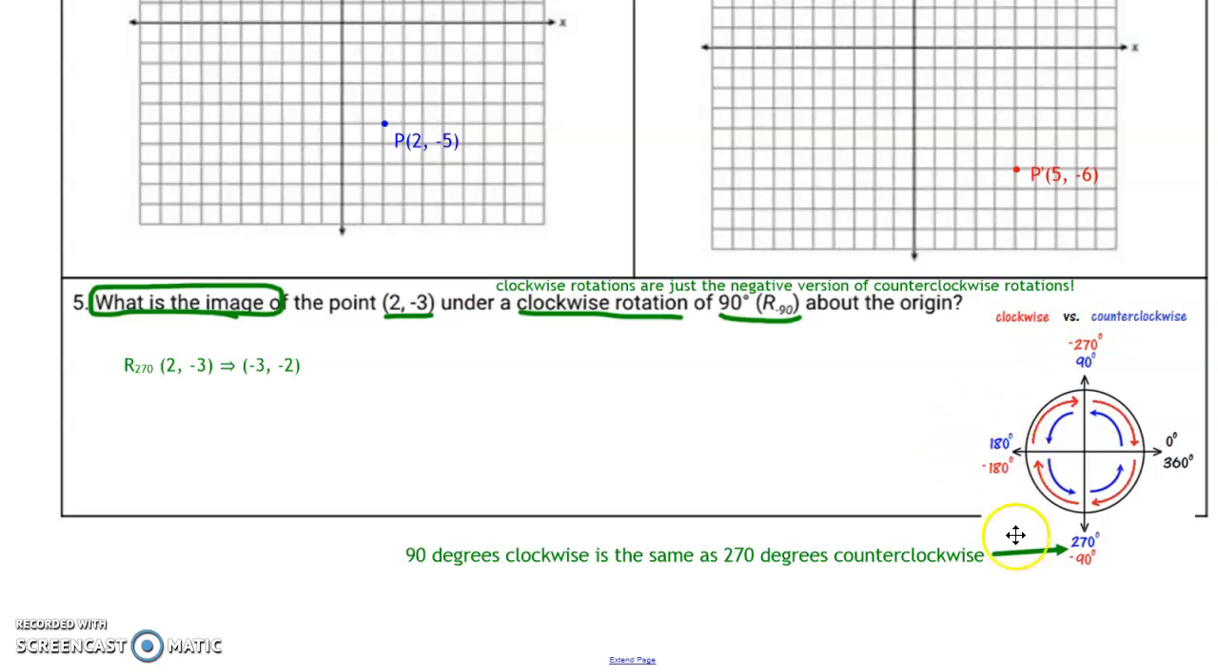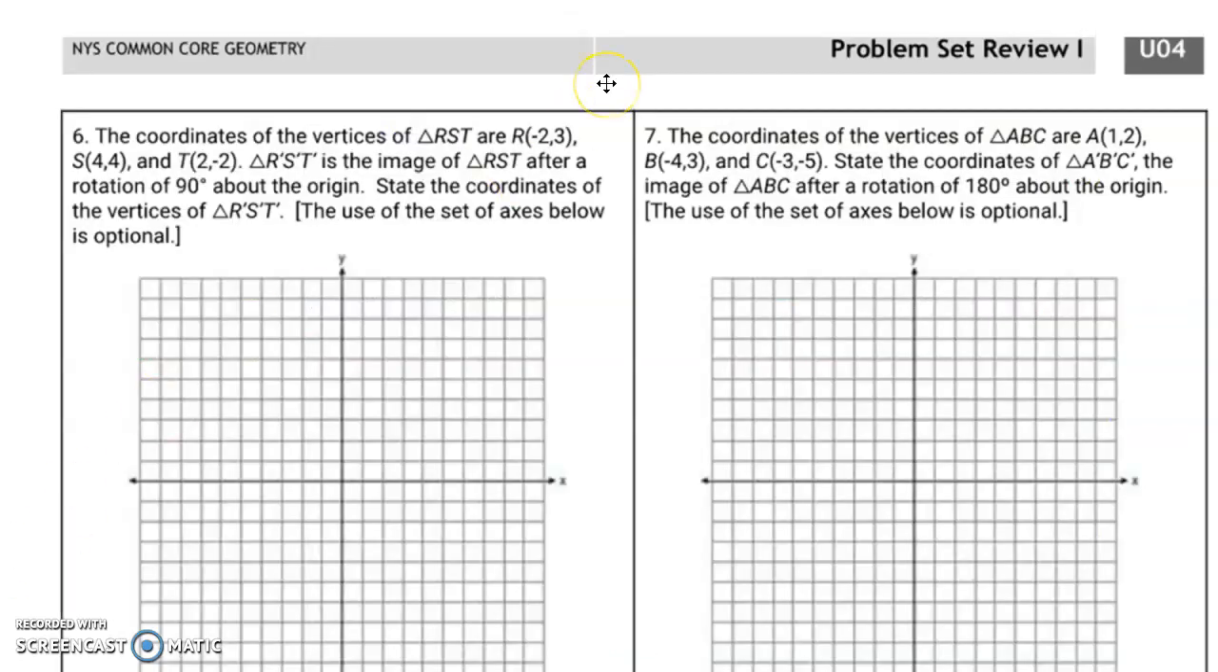That's what I said before in the video. But if I am rotating 90 degrees clockwise, that's a -90. That means it's the same as a 270 degree counterclockwise rotation. And we have the rule for that already. The rule is we switch the order, the y stays the same, the x changes its sign. Moving on to the next page of that problem set. Pause the video, see if you got it right.